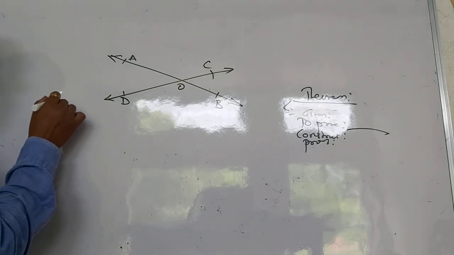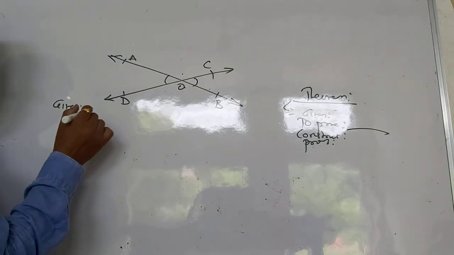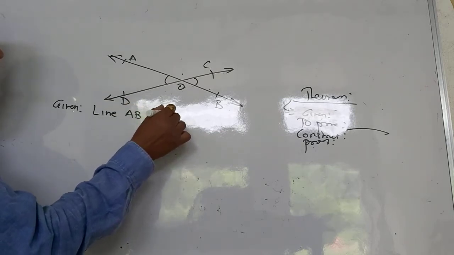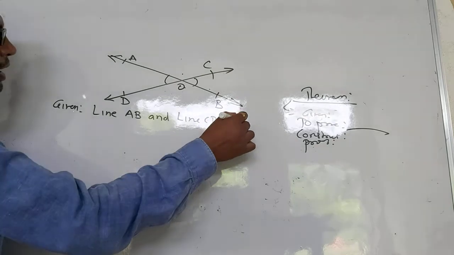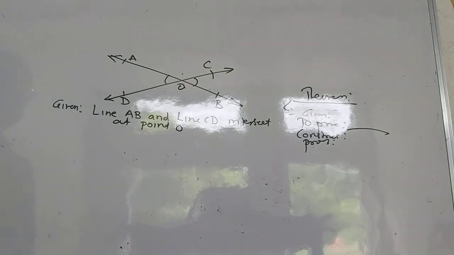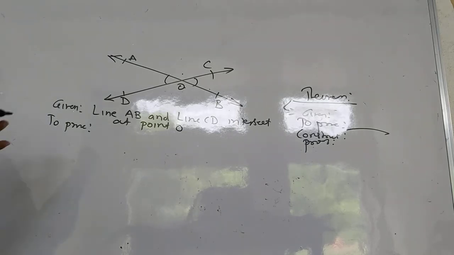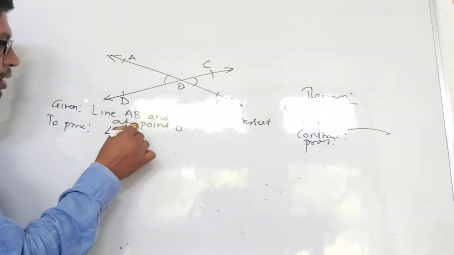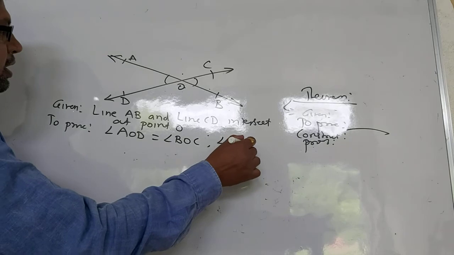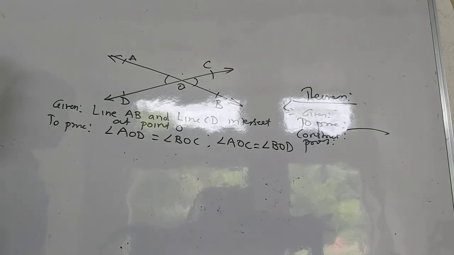First of all, given information. Given: lines AB and CD intersect at a point O. Now, what you have to prove in this? It is already given in the statement. So practically how do you show it? To prove: angle AOD is equal to angle BOC and angle AOC is equal to angle BOD. So here construction is not needed.